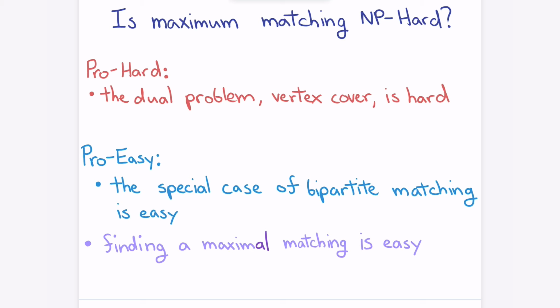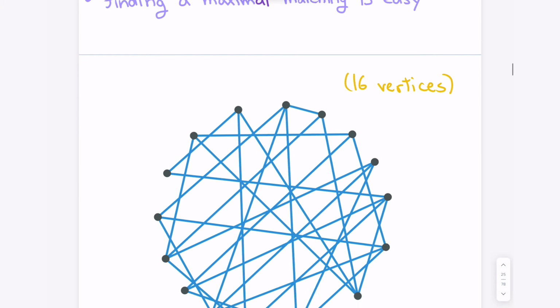On the easy side, we know how to do bipartite matching already. We've done that with flow. And I don't know, finding a maximal matching is easy. I don't know if that's very compelling, but I'll just try to make stuff up. Okay? All right, so who knows?